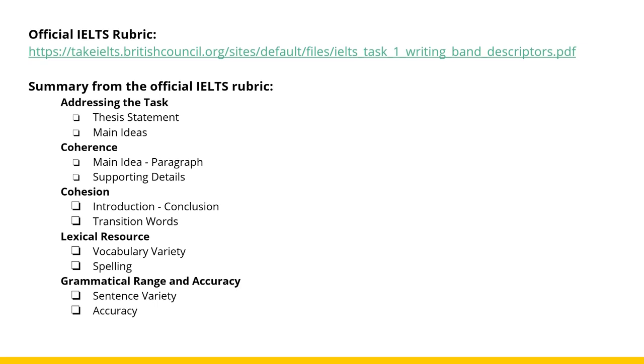And accuracy is that you feel confident when you are using your vocabulary and tenses. So do not use grammar or vocabulary words that you're not sure about. It's better to keep it simple instead of making big grammatical mistakes. So that's what we have for our brief summary for the official IELTS rubric.